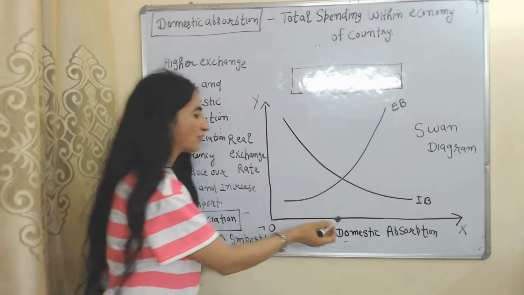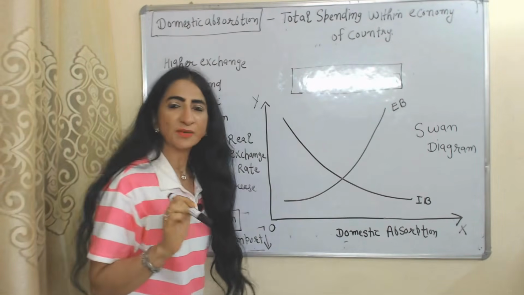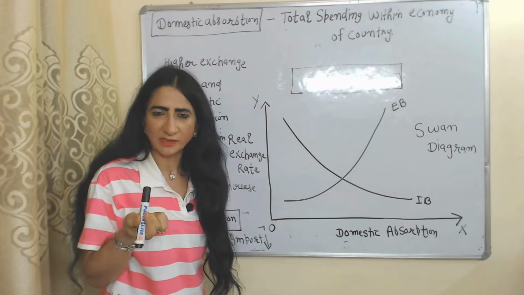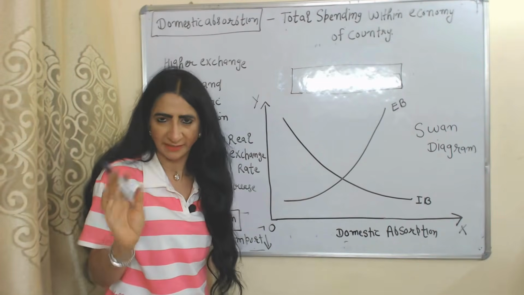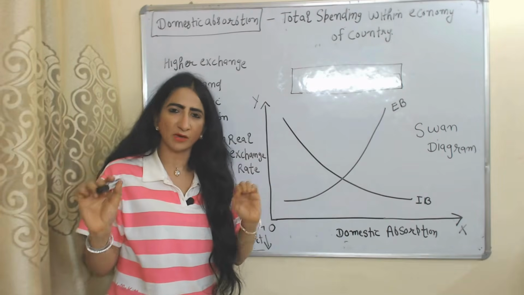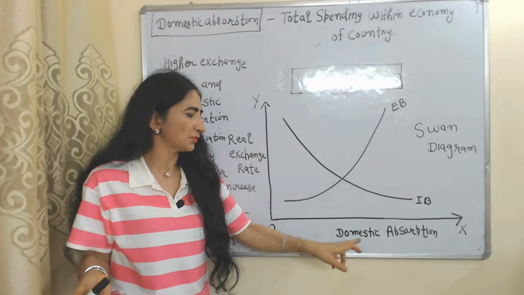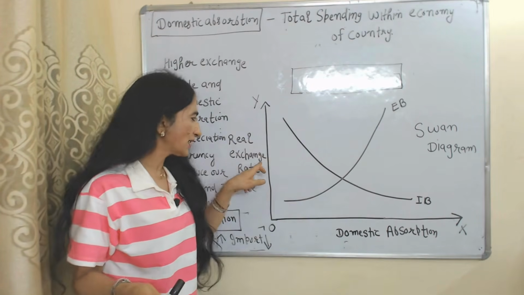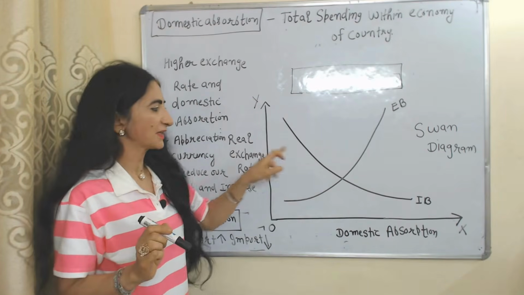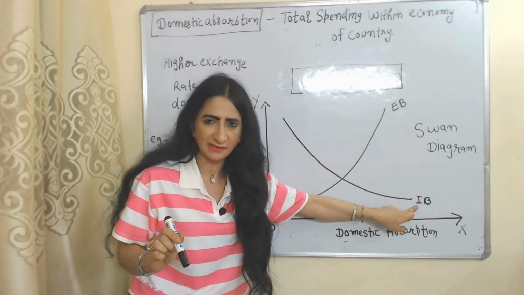On x-axis we have domestic absorption. Domestic absorption means the total spending within economy of country. On Y-axis we have real exchange rate. This one is internal balance curve.